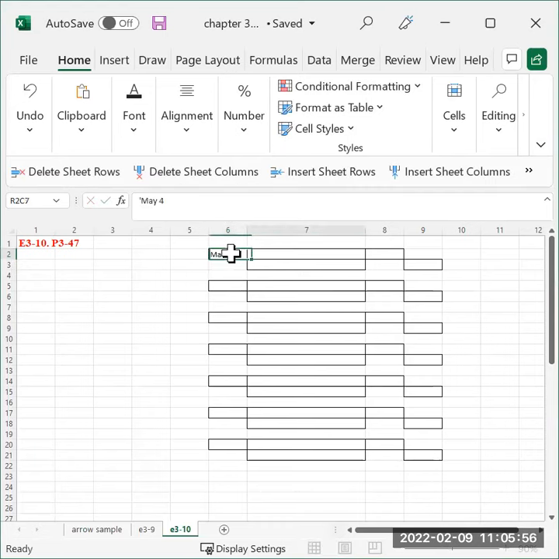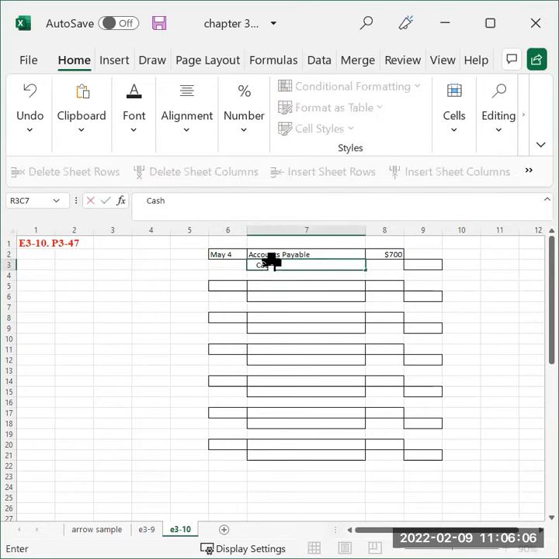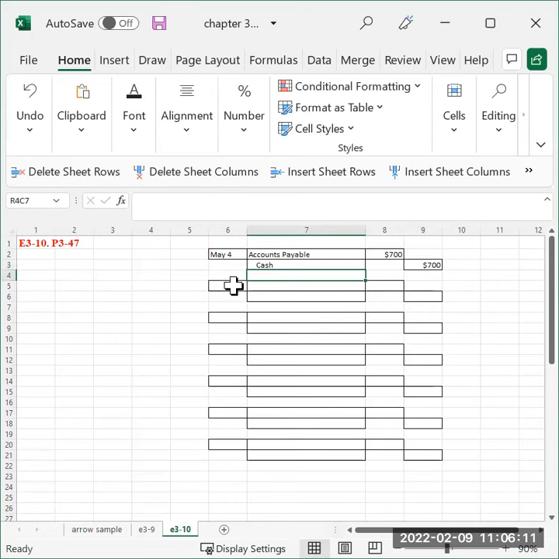So May 4th, we're going to debit accounts payable to make it go down because we're making a payment on it. We're debiting it $700. And then we're going to credit cash because remember, paid or pays, our cash is going down, right?